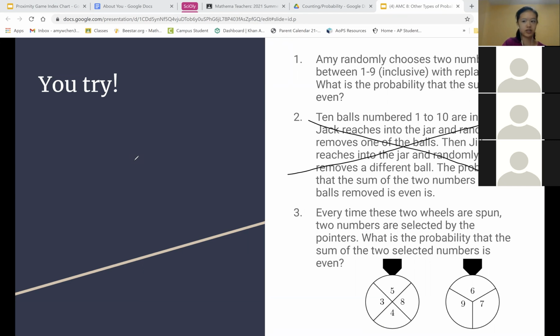I think this problem is an AMC problem. The other ones aren't.